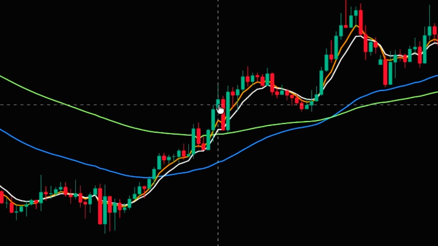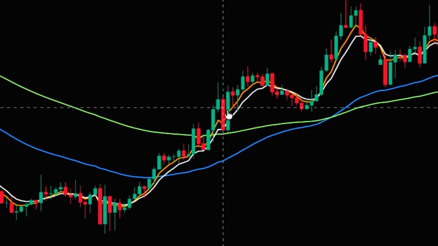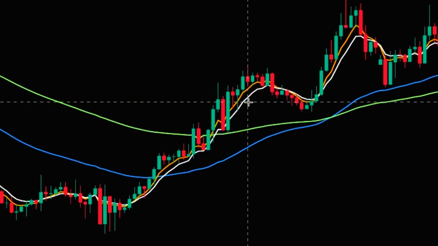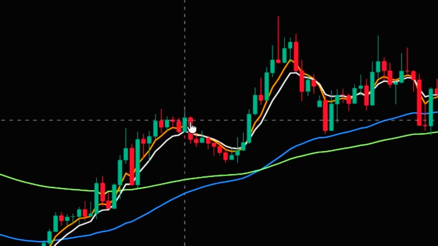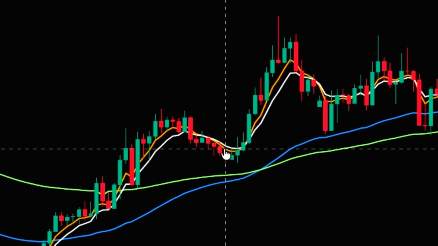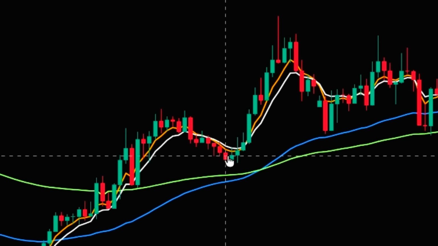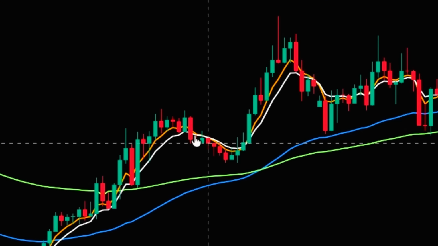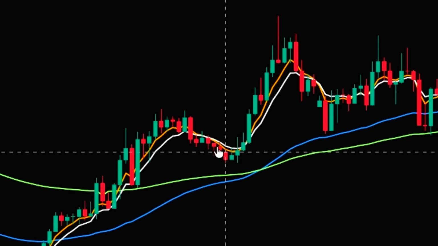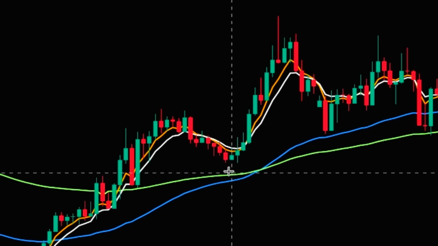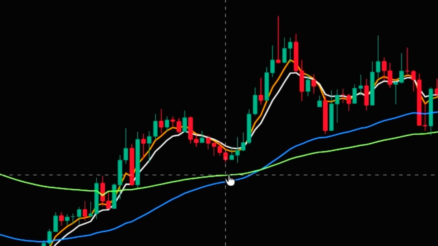Now we should wait for a pullback, and for identifying a pullback, we can use the orange line and white line, or we can use price action or both of them together. We wait for the orange line to go below the white line. When this happens, the price is declining. And when we check the price action, we can see that the price is down from the previous high. In this case, the price didn't reach these two moving average lines. But in other cases, the price may reach to these moving averages.